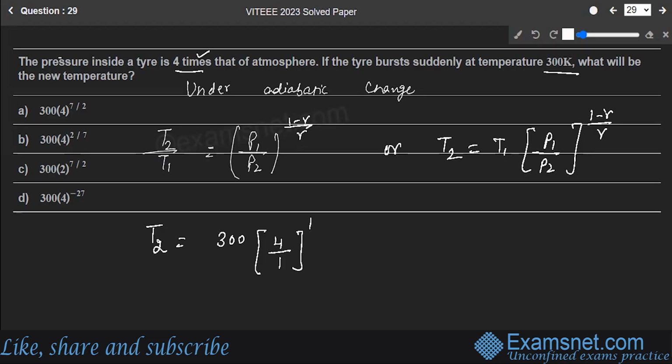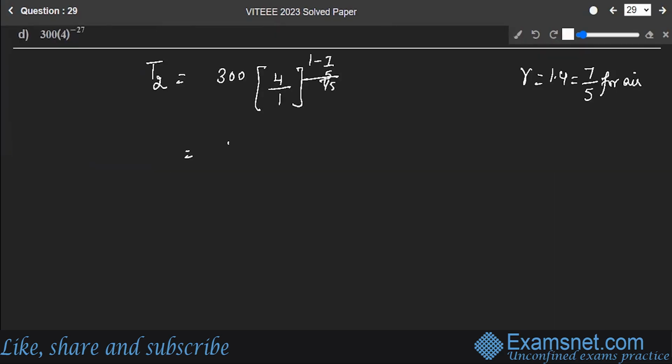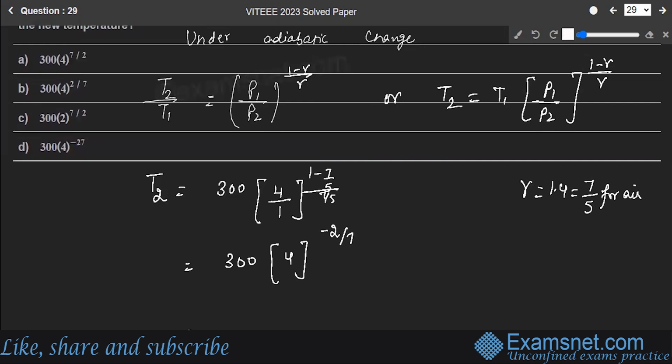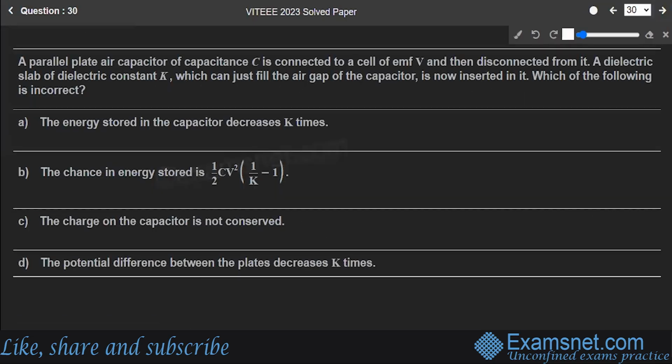Gamma is equal to 1.4 for air, or this is equal to 7 by 5. So this is (1 minus 7 by 5) divided by 7 by 5 as the power, or this is equal to 300 into 4 power minus 2 upon 7. I think I don't need to solve it further. The options are like this only, right? This is not 27, this is 2 by 7 we have. That makes option D the correct answer. Hope you understood this. Let's move to the next question, number 30.